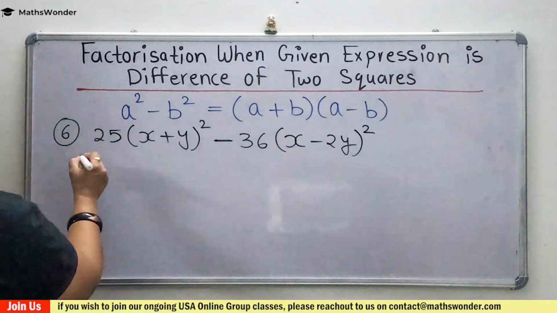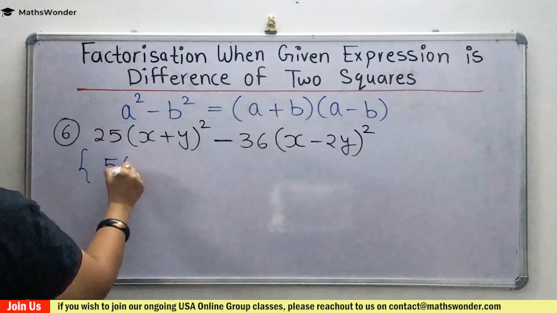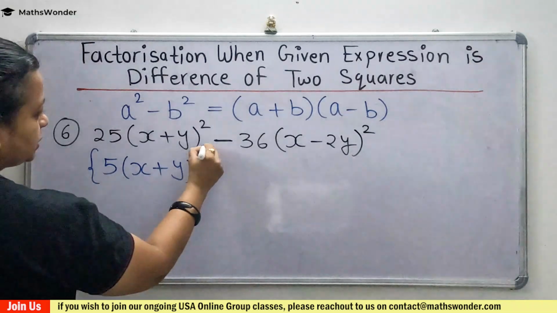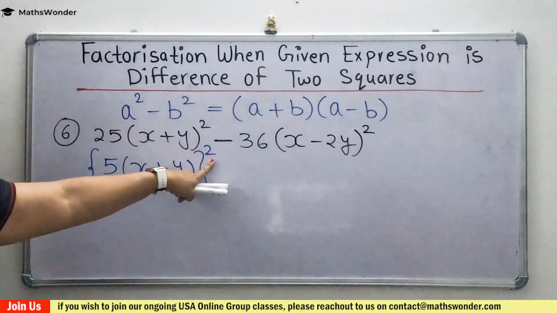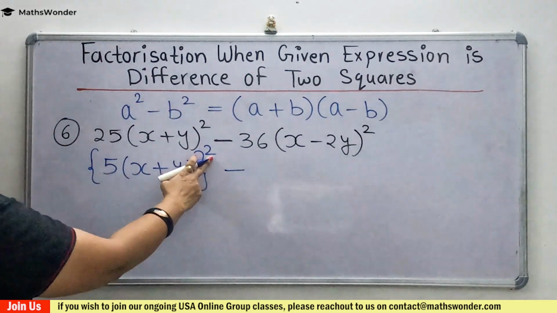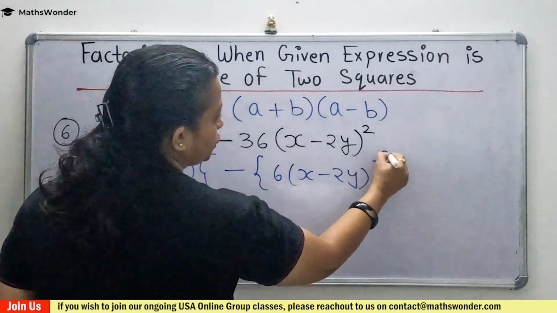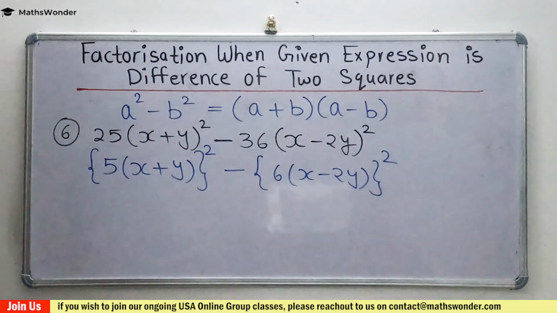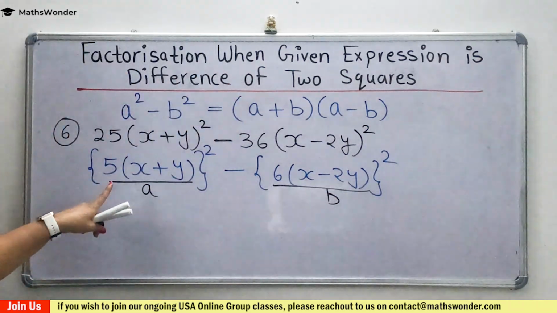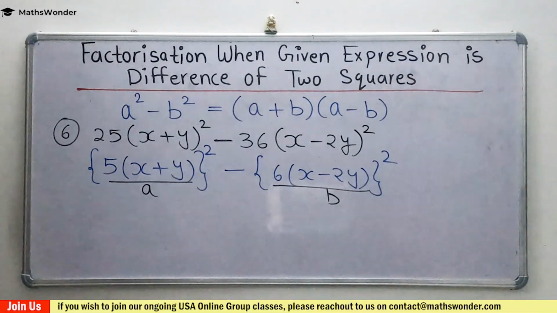So how will you write it? Write it down. 25 means 5, x plus y. Now write both numbers in the square forms, a big square. Now we have put the common square, because 5 is also in the square form, x plus y is in square form. Same, 36 is 6, x minus 2y square, right? Now can you realize here, this whole is A, this whole is B. Why? Because it's the same as identity number 3. Now put your identity.